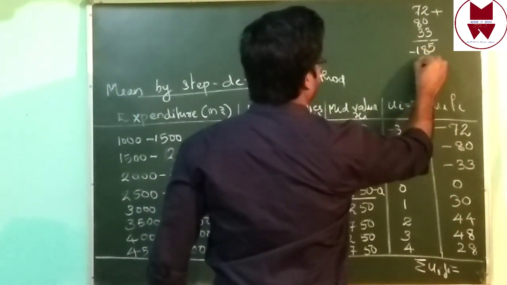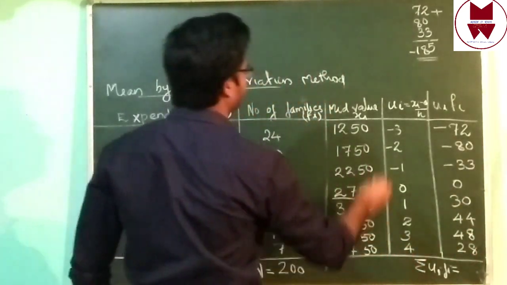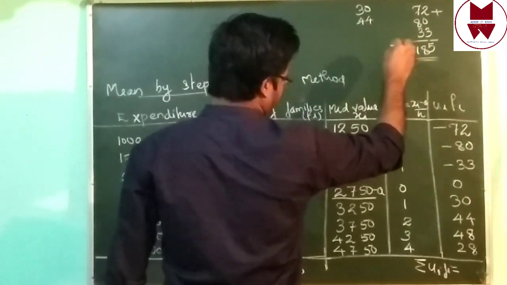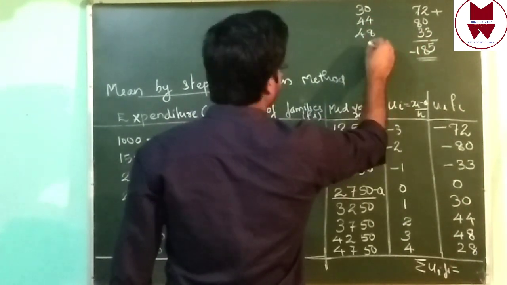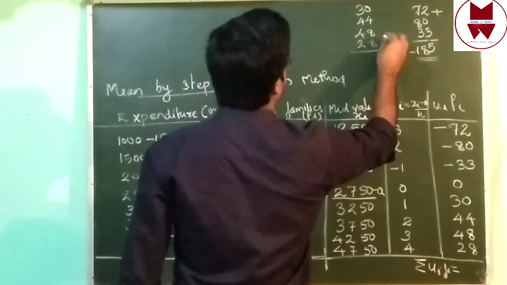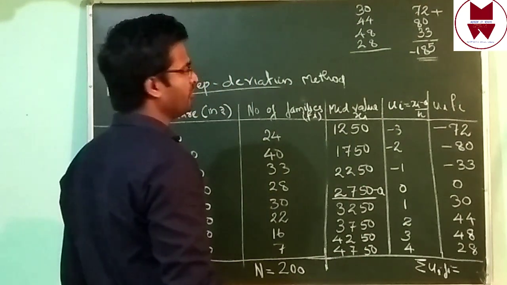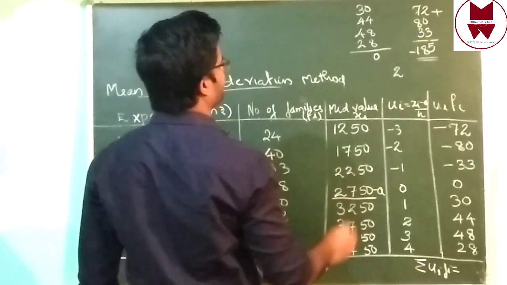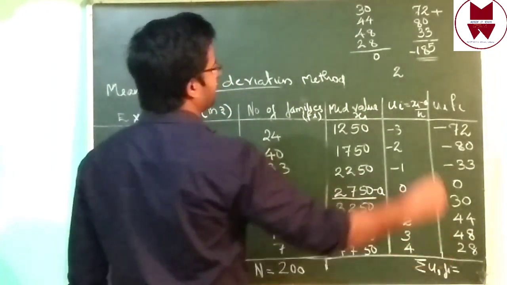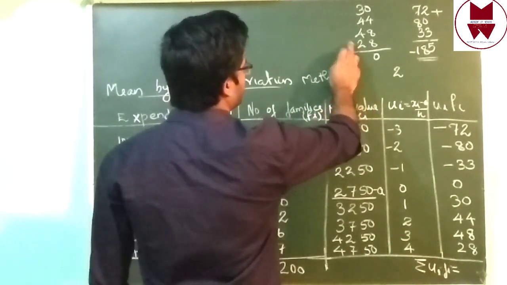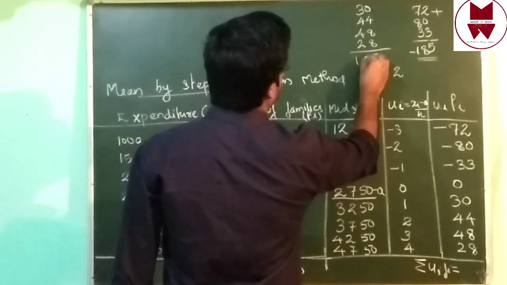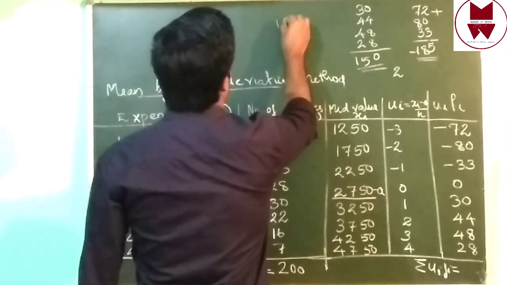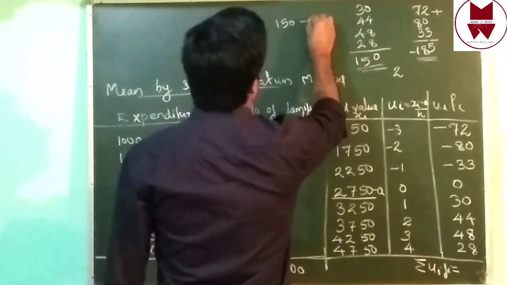That means minus 185. Then we can add the positive numbers: 30, 44, 48, 28. Then 4 plus 8 is 12, plus 8 is 20, remainder 2. Then 3 plus 4 is 7, 7 plus 4 is 11, plus 2 is 13, plus 2 is 15. We will get 150. Then after this we can do 150 minus 185.